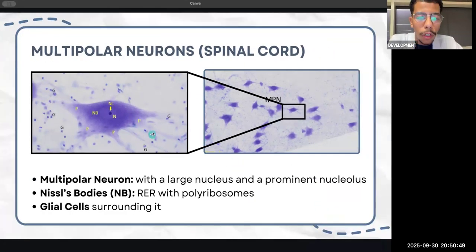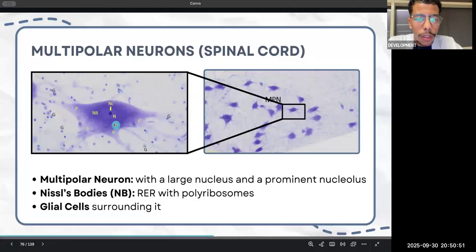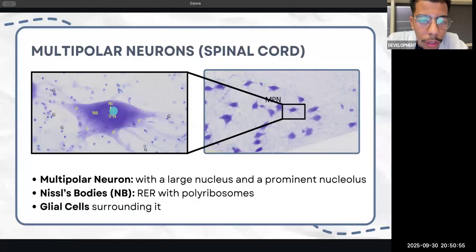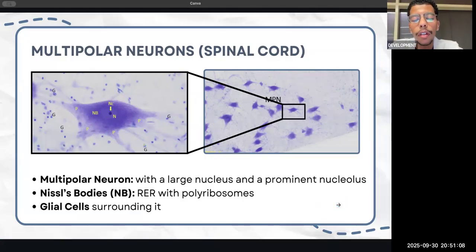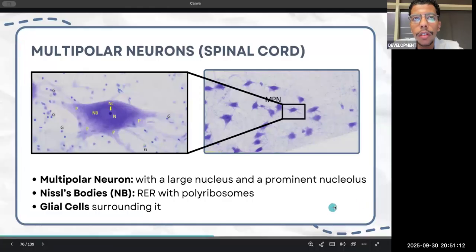So what? Multipolar neuron, Nissl's bodies. It has the nucleolus in the middle with the lighter nucleus around it. And then what? More than one process. And they are found in your spinal cord. Okay. And if they ask you, of course, they transmit nerve impulses. Yeah.